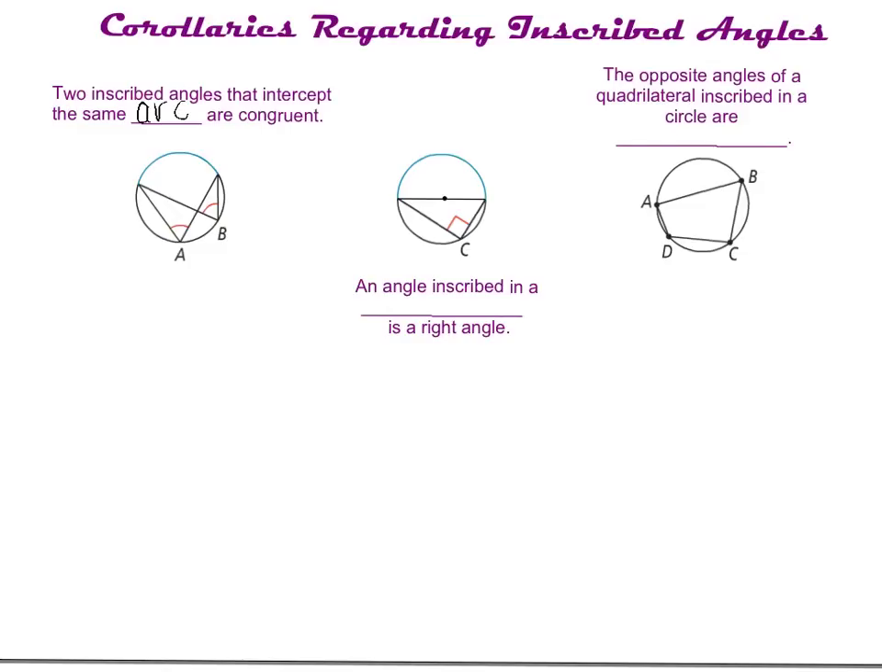Looking at this second one, an angle inscribed in a semicircle is a right angle. And we saw this in our last example. So we have our diameter here, and here's half a circle or a semicircle, and that's 180. So then this inscribed angle would be 90. So inscribed in a semicircle. This last one says the opposite angles of a quadrilateral that's inscribed in a circle, well, those are supplementary.